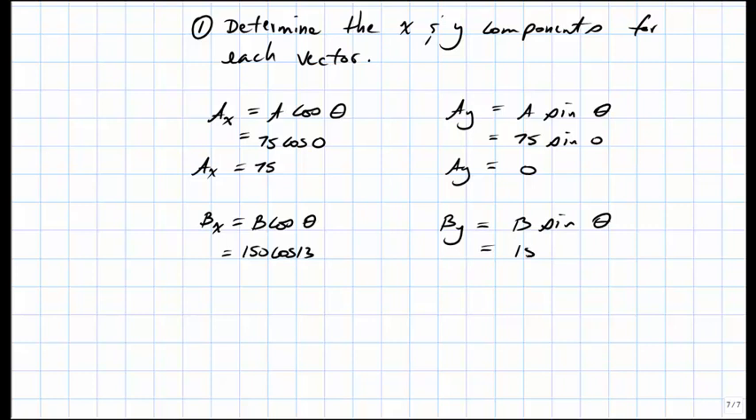And B sub y will equal 150 times the sine of 130. Let's calculate these values using our calculators. So B sub x equals negative 96.42 and B sub y equals 114.9.